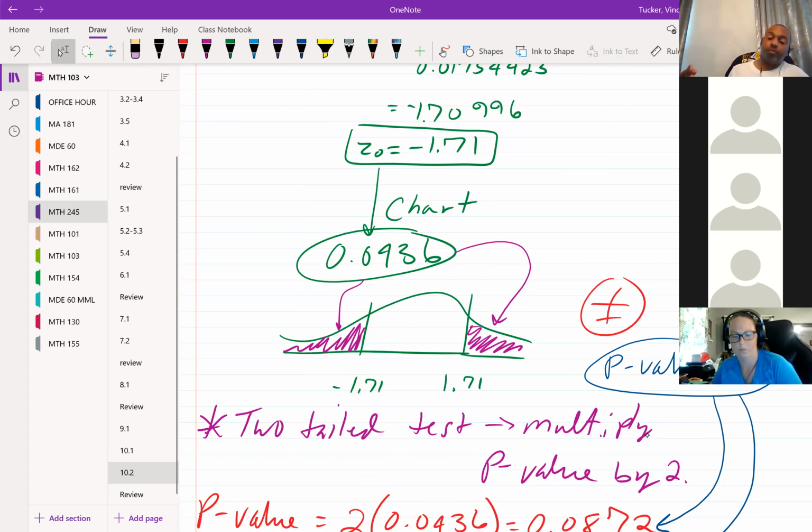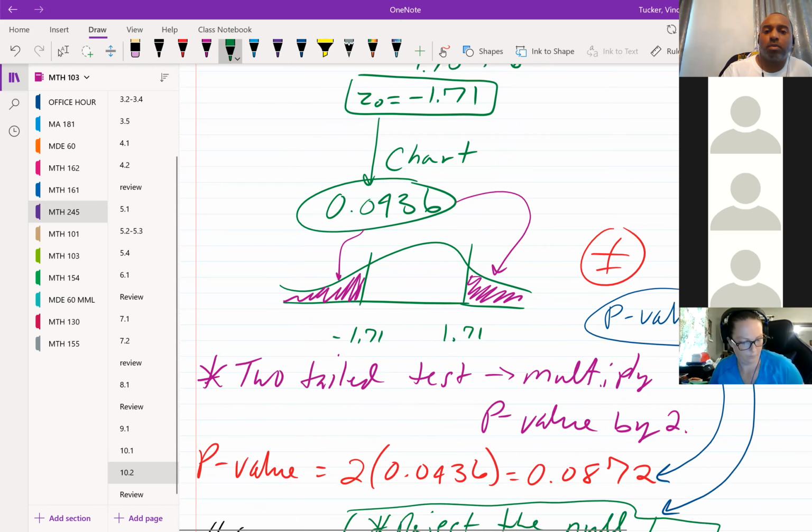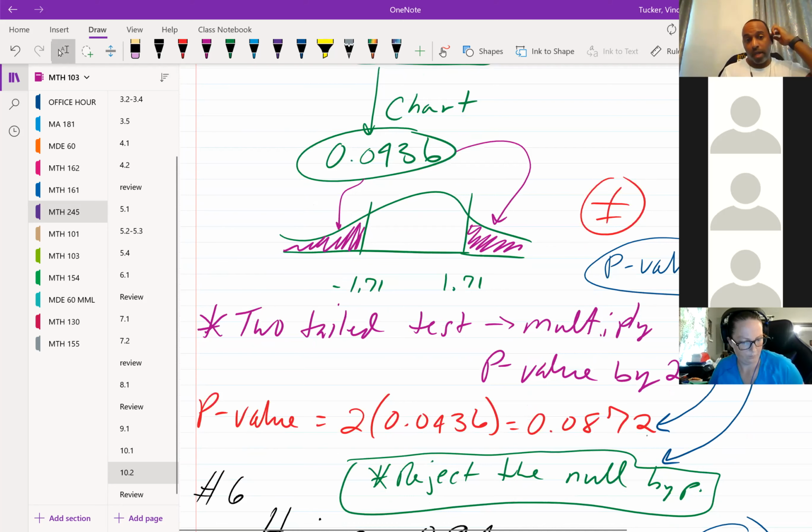So now it's two-tailed. So we have to operate this way. Notice I have the negative 1.71 over here, but since it's two-tailed, I'm also going to have the positive 1.71 on the other side. And that 0.0436 that I got from the chart will be on both sides of that 1.71. And so whenever we have a two-tailed test, we're going to multiply that p-value by 2, which gives us 0.0872.